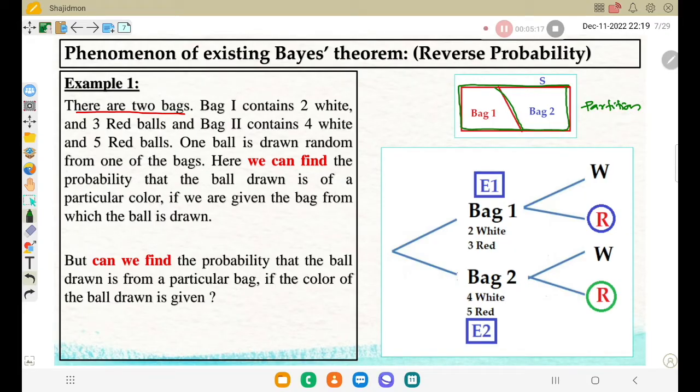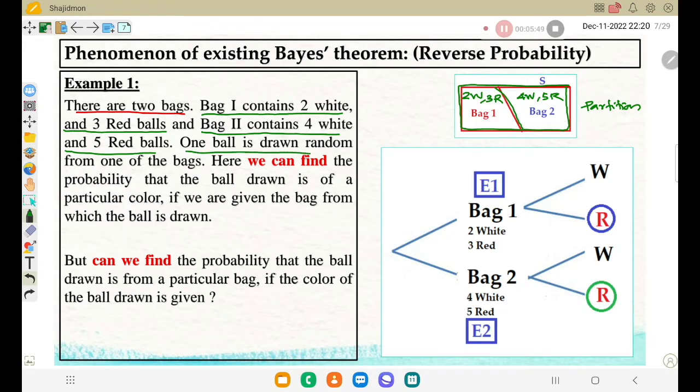Now that main partition continues with other events. You can see there are two bags. Bag number 1 contains 2 white and 3 red balls. And bag number 2 contains 4 white balls and 5 red balls. Now what we are doing is, one ball is drawn at random from one of the bags.